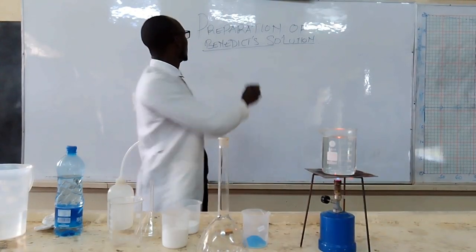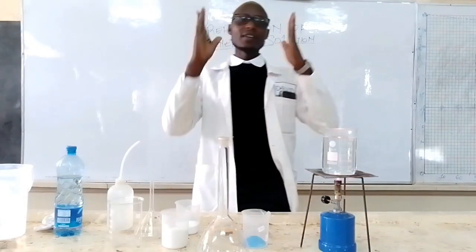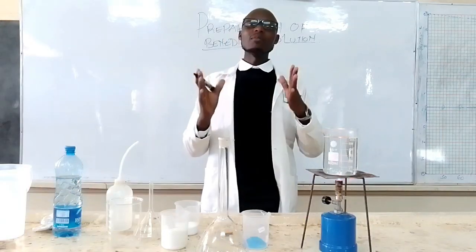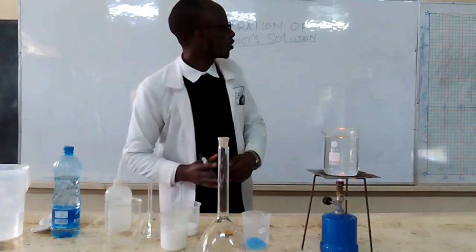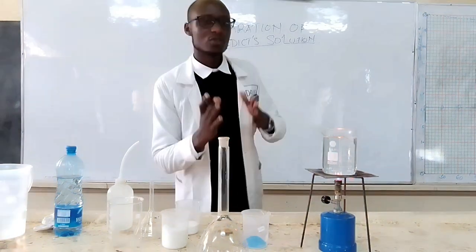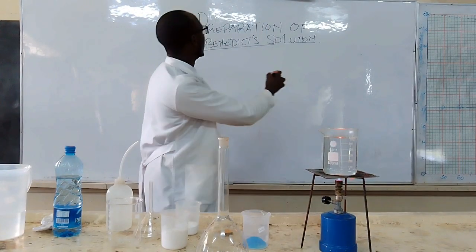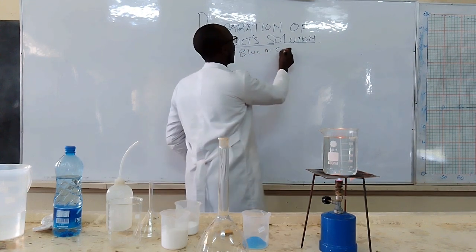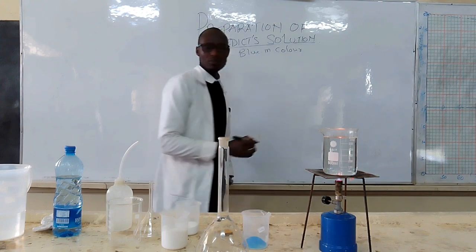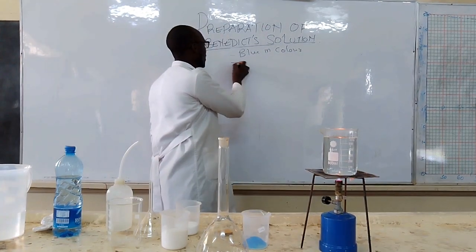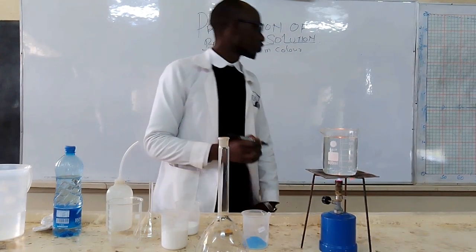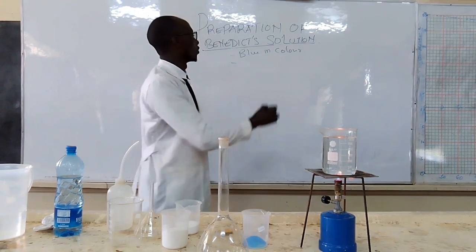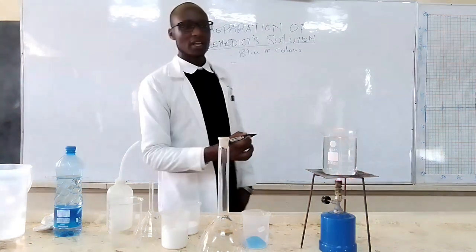So you're going to prepare Benedict's solution, and Benedict's solution is used in biology experiments and practicals. It is used as an indicator for simple sugars. Benedict's solution is blue in color, and the color changes when it is used in the presence of simple sugars, as follows. So you're going to observe the color change.